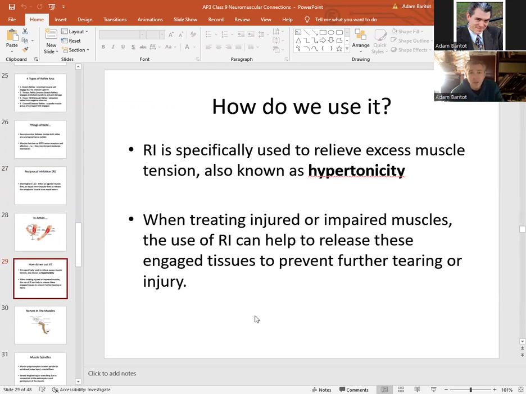Reciprocal inhibition is something that we use as a stretching model. We'll actually resist the antagonist muscle's engagement to shut off an antagonist. Some of your massage teachers will show you that. When treating injured or impaired muscles, the use of reciprocal inhibition can release damaged tissue to prevent further tearing or injury.